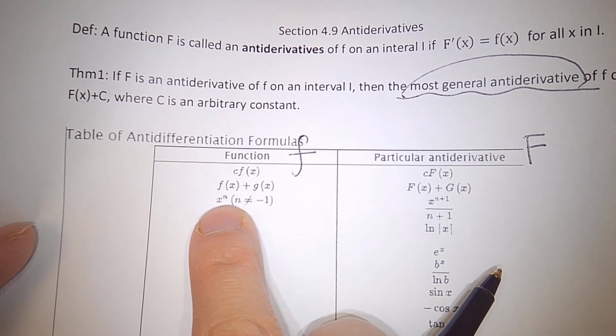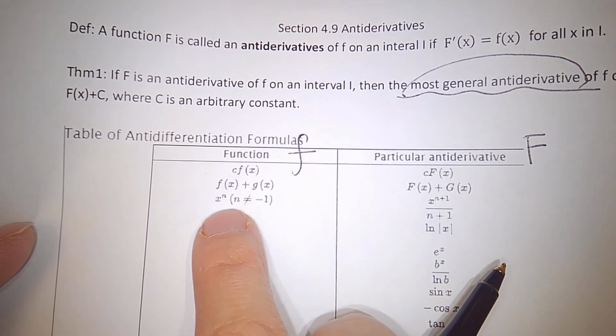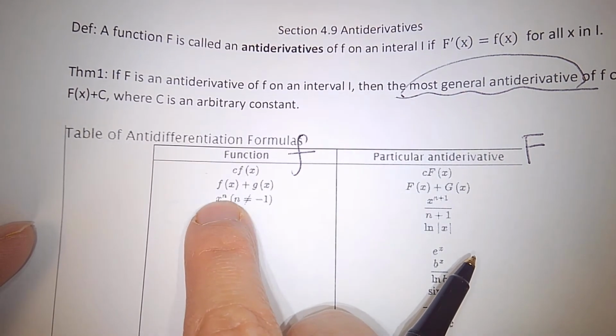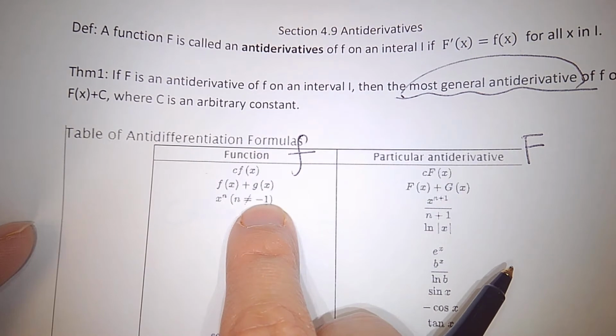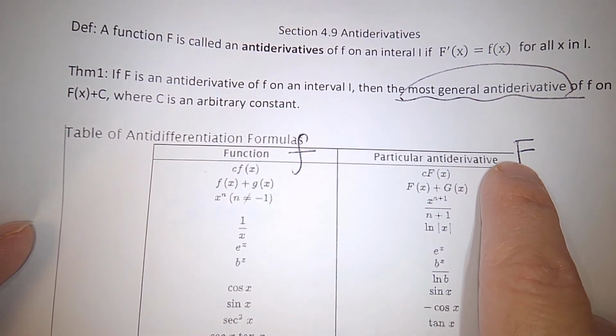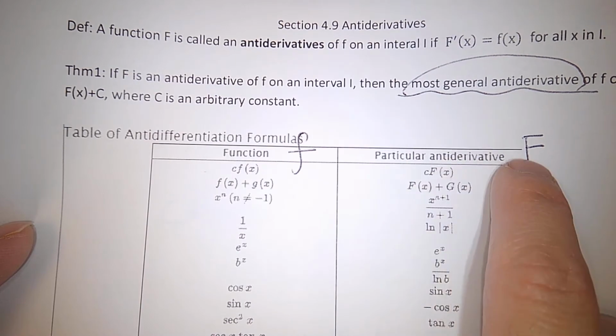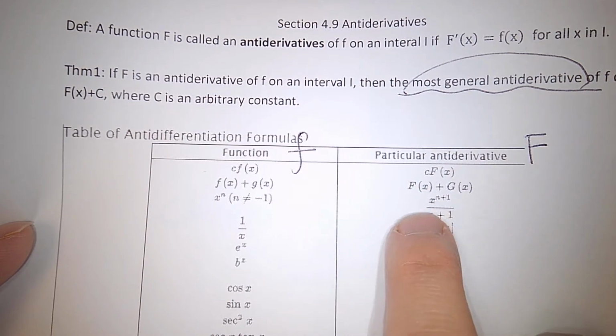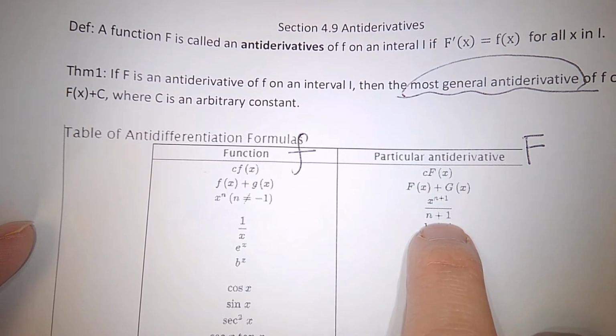Okay, so from the table we can tell that if a function f equals x to the nth power, where n cannot be -1, its particular antiderivative capital F is x to the n plus 1 over n plus 1.